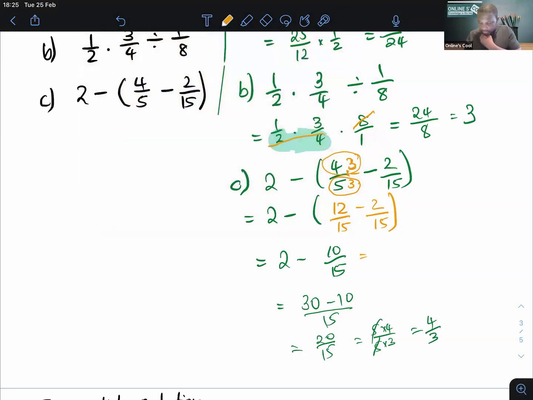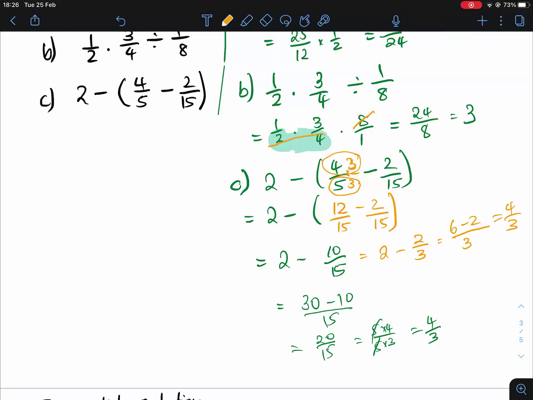Alternatively, you can say you've got 2 minus, recognize already that 10 and 15 is 5 times 2, so 10 over 15 is the same as 2 over 3. And then you've got 6 minus 2, which is 4 over 3. Correct.